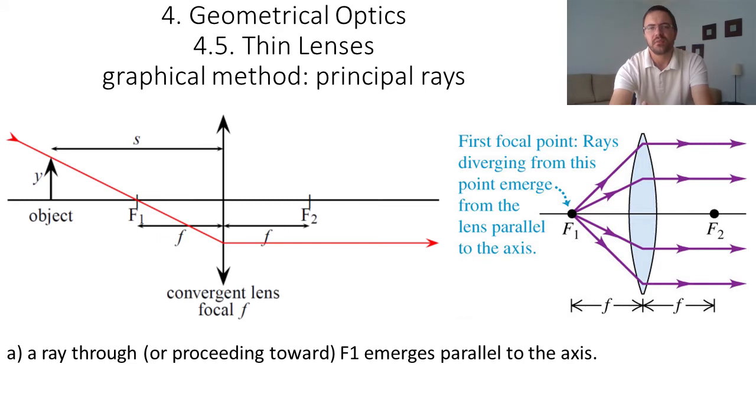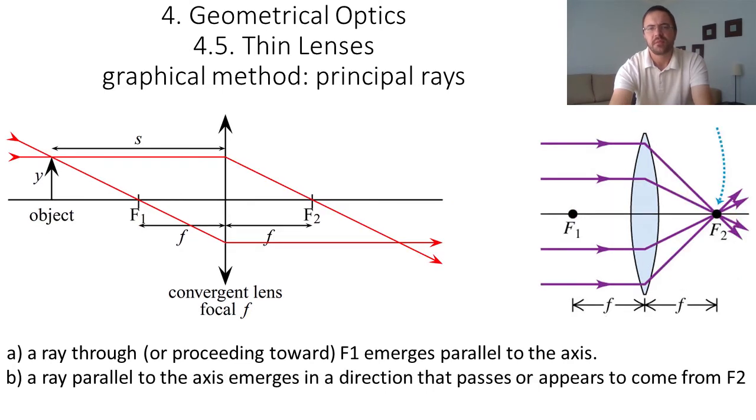And so, for example, if you have a convergent lens and an object is placed on the left side of the focal point, you will choose a principal ray that goes through the top of the object and through the focal point F1, and that ray will emerge parallel to the axis.